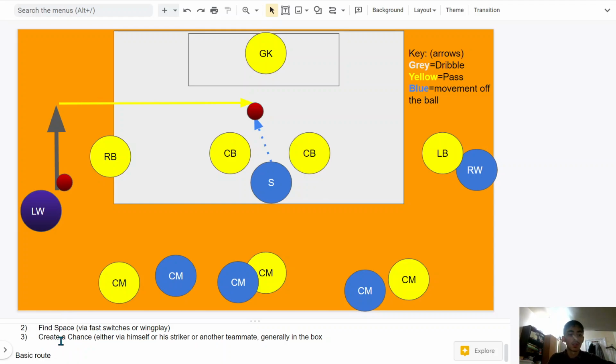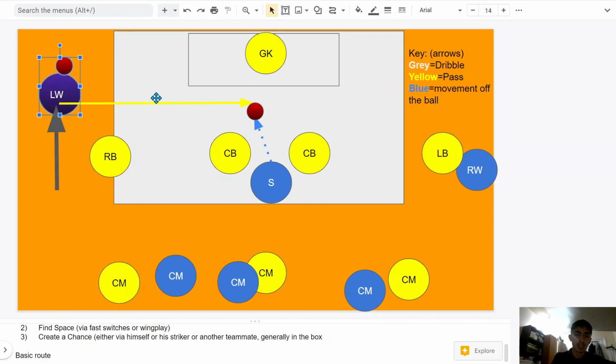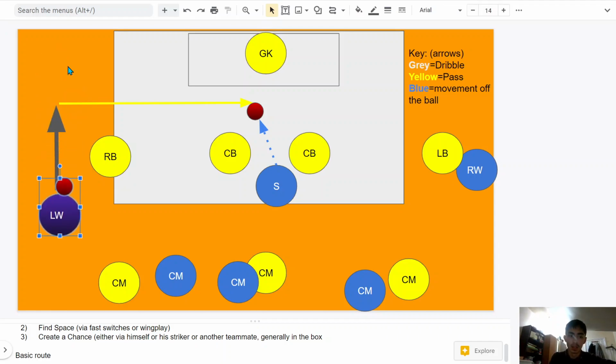The second aim for a winger is to find space via switches or wing play. So here, your classic wing play would be you going forward like this and finding space there, like that, in this corner of the pitch, and your striker himself or the centre forward would find space there to be able to receive the ball and score. Of course, with these models, the opposition players are also moving in real time in real life, but I'm just trying to make it oversimplified in order for everyone to understand.